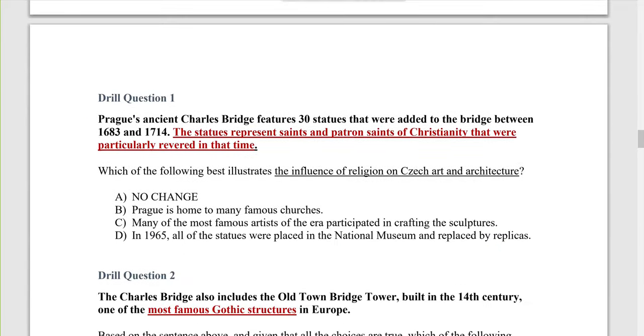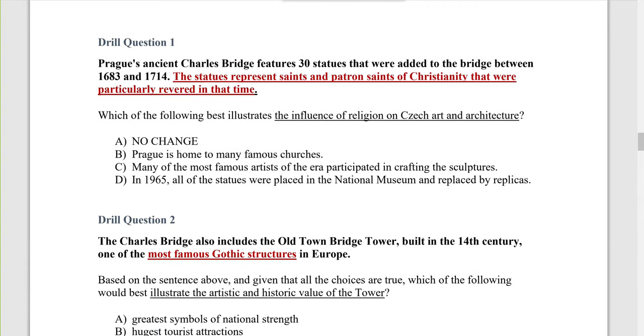Let us go to drill question one. And here, Prague's ancient Charles Bridge features 30 statues that were added to the bridge between 1683 and 1714. Okay, setting up, remember. The statues represent saints and patron saints of Christianity that were particularly revered, esteemed, or respected in that time. And the question is, I want you to read it again, silently.